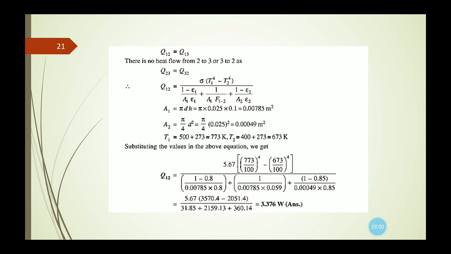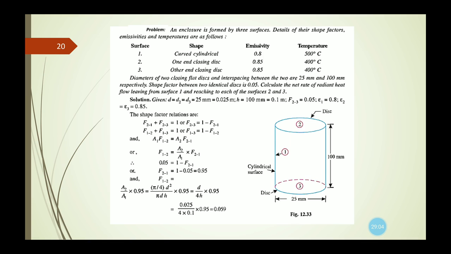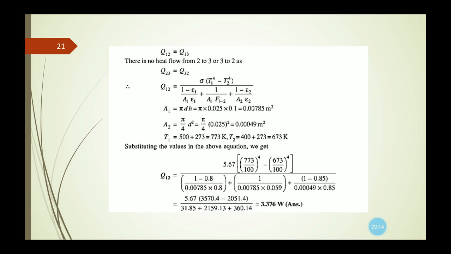3.376 watt. So this is the value of the net rate of radiant heat flow leaving from surface 1 and reaching each of the surfaces. Q23: as Q12 equals Q13, that means the Q12 value 3.376 is the same as Q13.